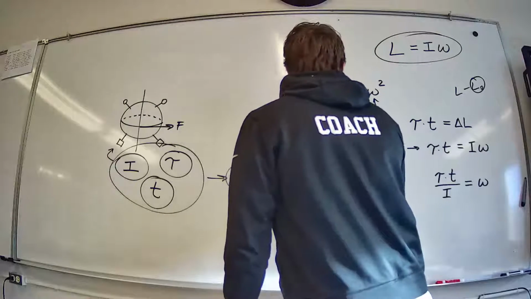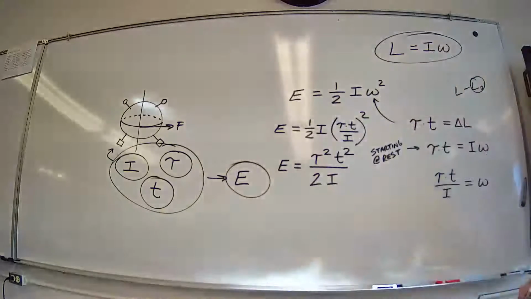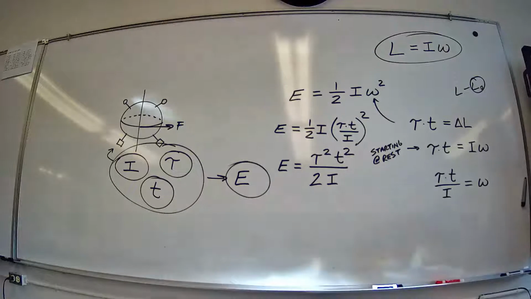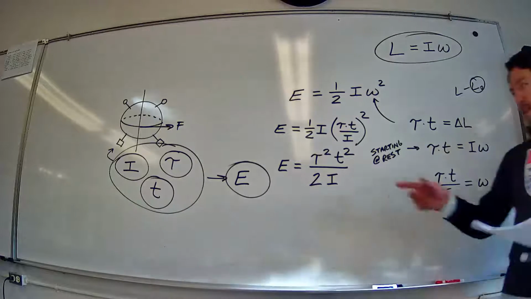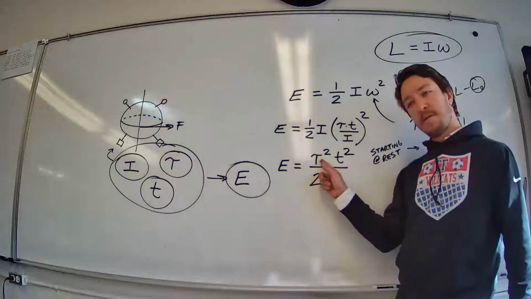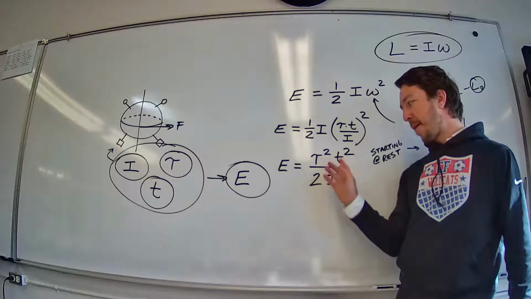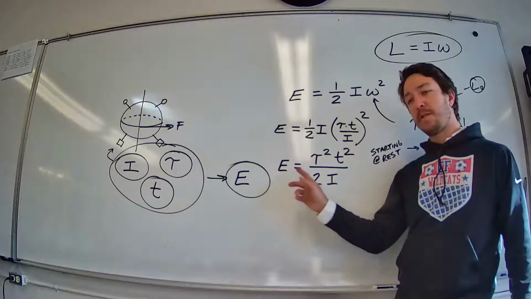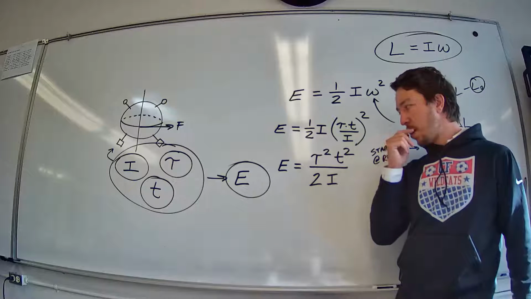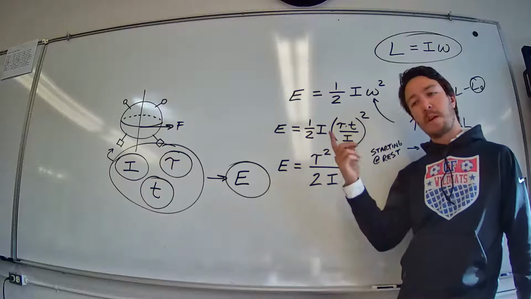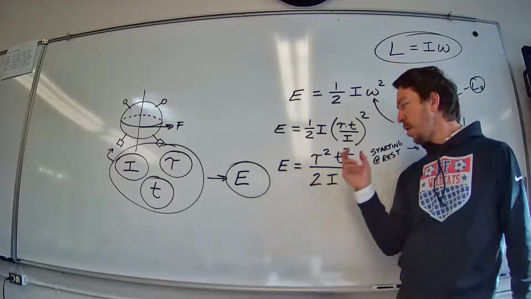Well, you can write it as tau t squared or tau squared t squared. I kind of like tau squared t squared. This just helps me keep straight that if I double the torque and keep everything else the same, what happens to the energy? Quadruple. So doubling the torque quadruples the energy.